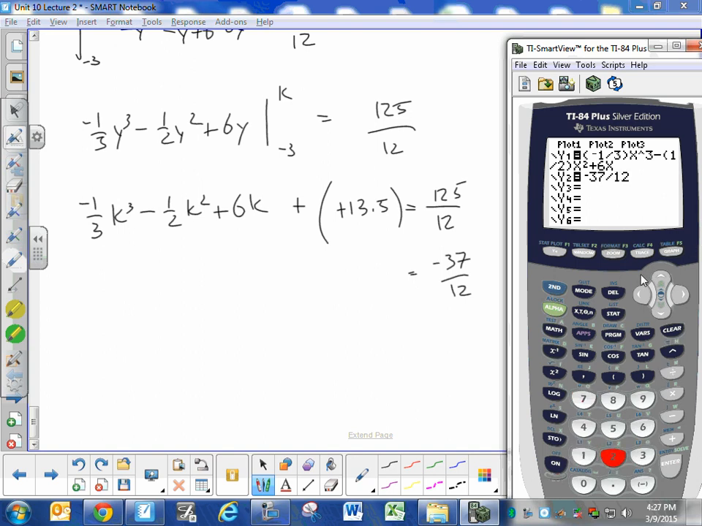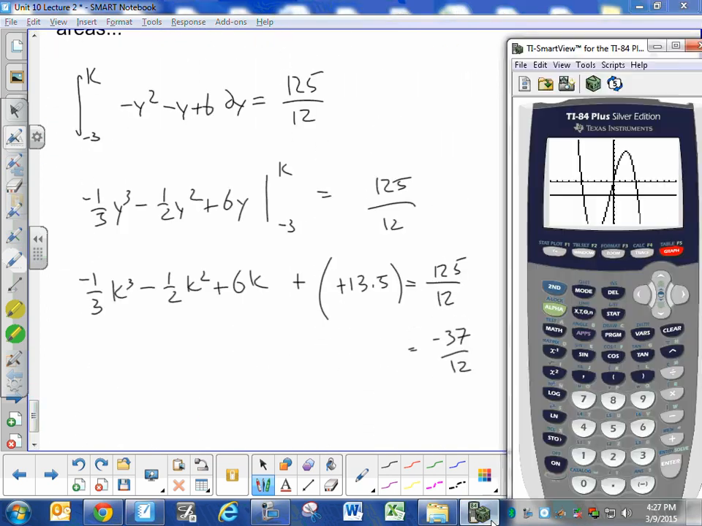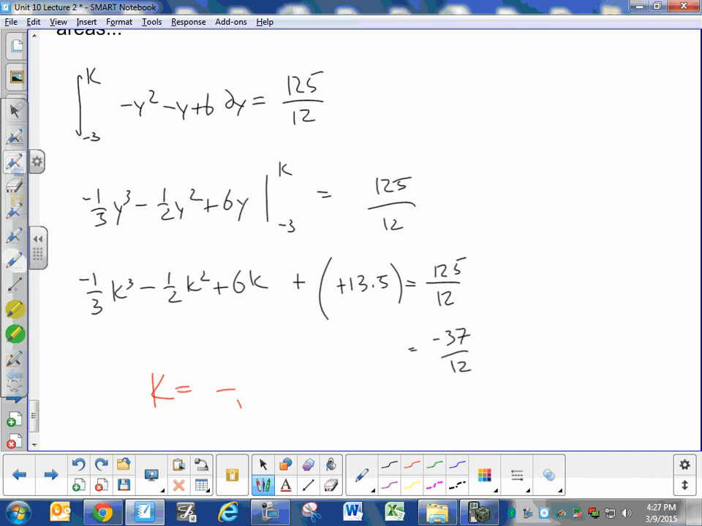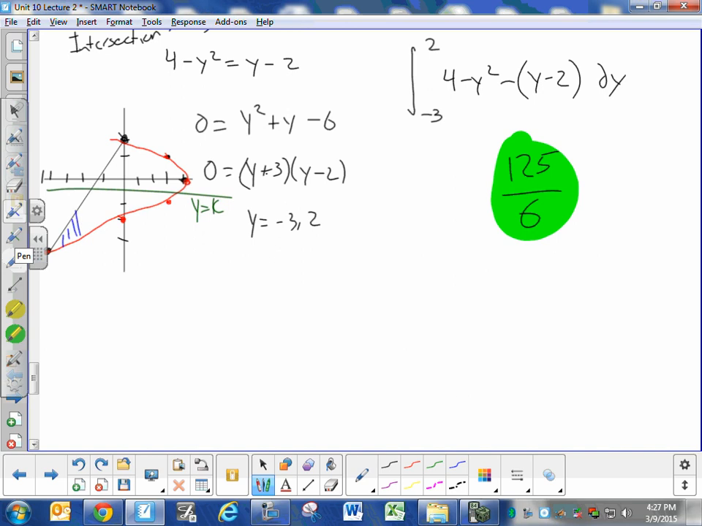So graph. No, it's just three intersections. We're trying to find the one between negative three and two. So it'd be between negative three and two as an x, since I switched it to x. Looks like it's that one right there. Turns out that's when x is negative 0.5. So that's when k is negative 0.5. Well, turns out right here at y equals negative 0.5 seems almost too easy of a number. But the area underneath this line is equal to the area above this line.